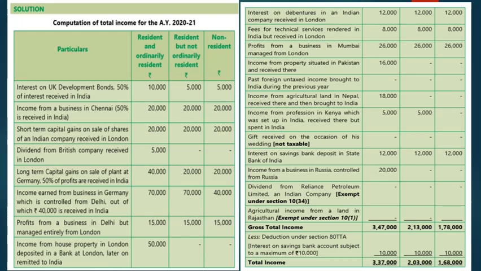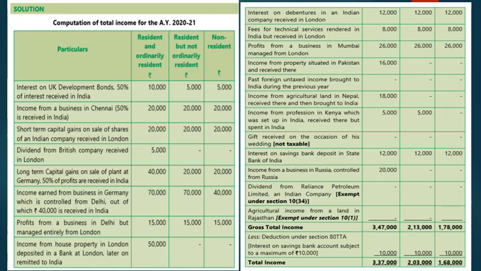Dividend from Reliance Petroleum Limited, an Indian company. Dividend from an Indian company is exempted for all assessees. Agricultural income from land in Rajasthan is also exempted for all assessees. So the income is totaled, and we will get the gross total income. Aggregate of incomes under different heads is the gross total income. That is 3,47,000 for ordinary resident, 2,13,000 for not ordinary resident, and 1,78,000 for non-resident.